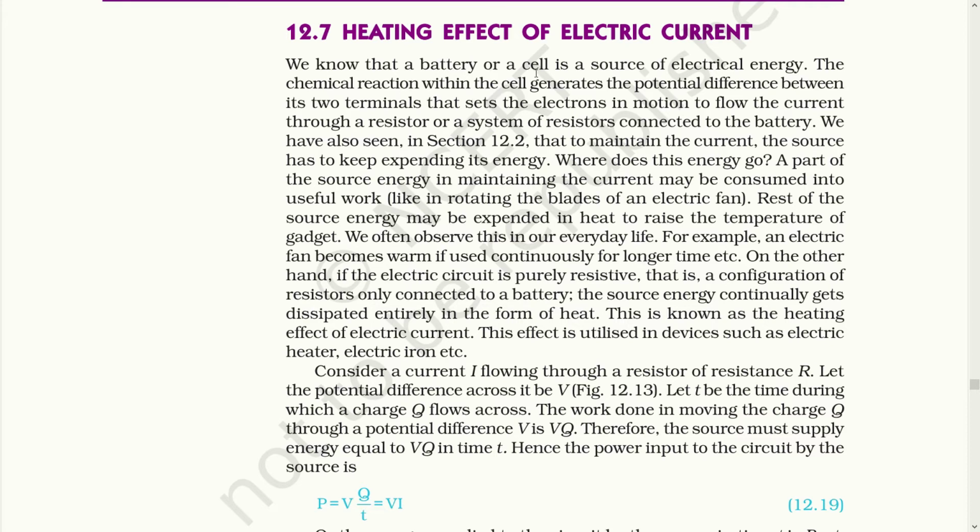We know that a battery or a cell is a source of electrical energy. The chemical reaction within the cell generates the potential difference between its two terminals that sets the electrons in motion to flow the current through a resistor or a system of resistors connected to the battery. We have also seen in section 12.2 that to maintain the current, the source has to keep expending its energy. Where does this energy go?